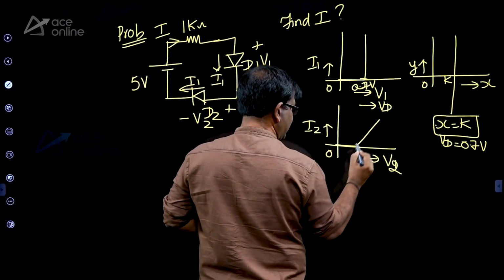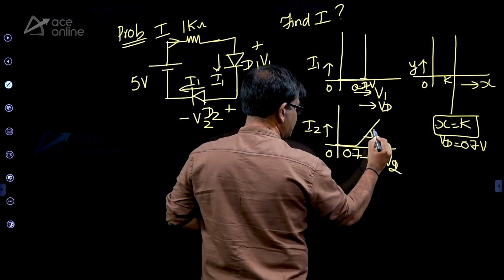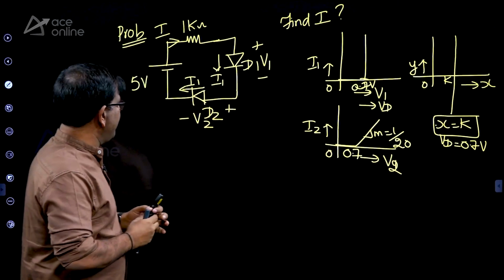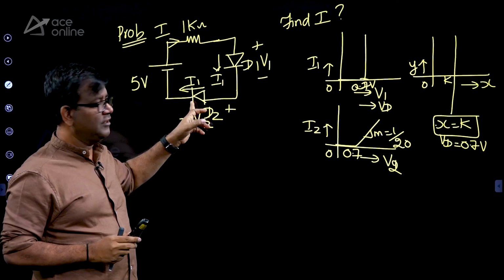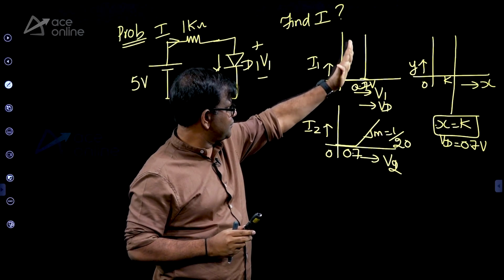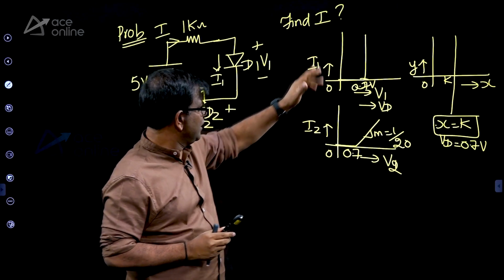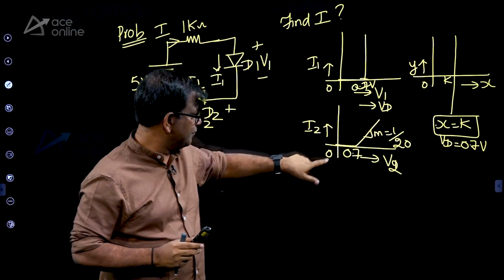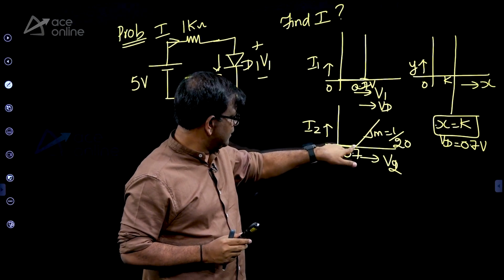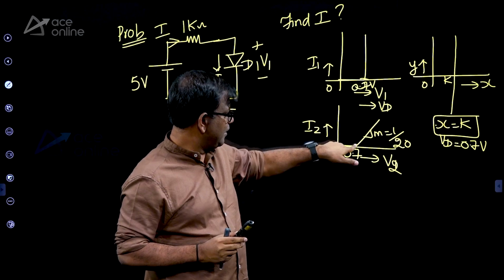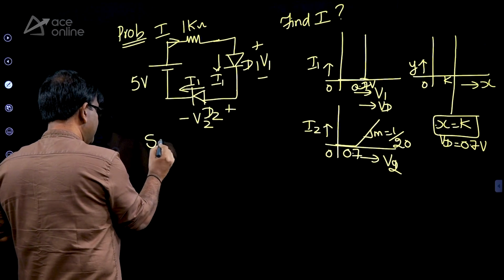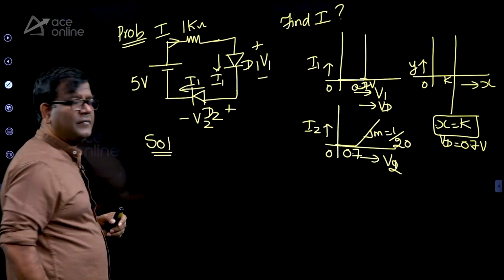The second diode has a characteristic with a slope equal to, say, 1 by 20. So the examiner has given you 2 diodes. One diode's characteristic has a line parallel to the y-axis. Now this one is not y equal to mx, it's y equal to mx plus c, mind you. And there is a 0.7 volts here, but then there is a slope of 1 by 20. So how do you solve this problem?